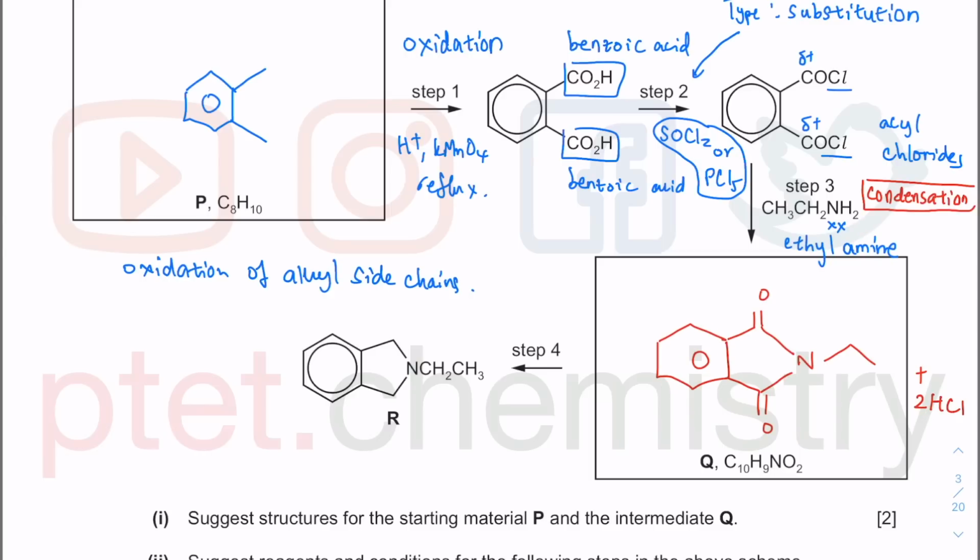6 carbons, 7, 8, 9 and 10. So 1, 2, 3 and 4 hydrogen, no hydrogen there. 5, 6, 7, 8, 9 hydrogen in this molecule, to 1 nitrogen and 2 oxygen.